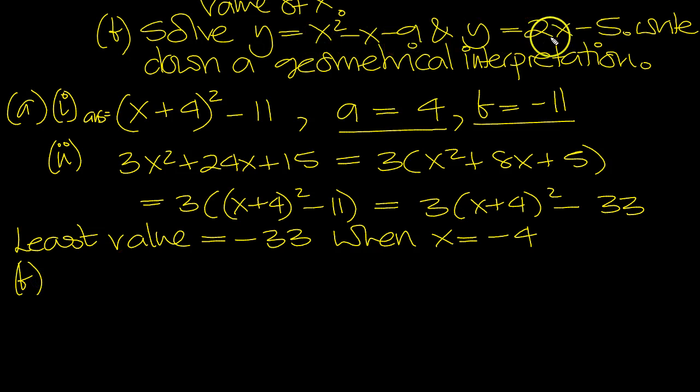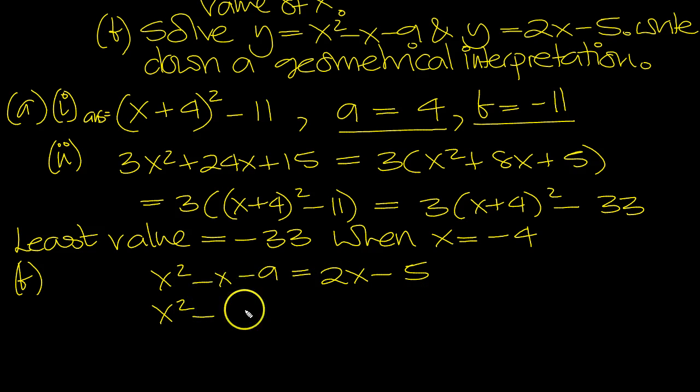Solve this equation here then, part b. So we've got this equals this. Let's bring everything on one side. Move the 2x over to be with this x. Minus 2x minus the x is minus 3x. Bring the 5 over to plus 5. 5 take 9 is minus 4. Now we should be able to factorize this, hopefully.